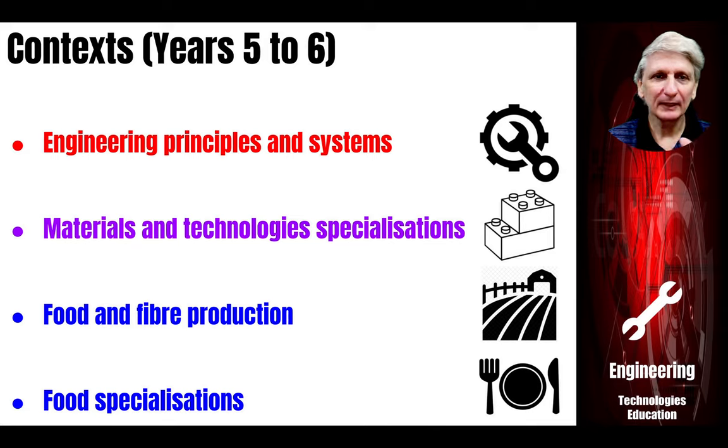And slightly similar in years 5 and 6, we split engineering principles and systems from materials and technology specializations. We have those as two separate contexts, and we retain food and fiber production with food specialization. The reality is it doesn't matter that much. We just have a few more content descriptors that need to be addressed. And then in high school, they split food and fiber production and food specializations into two separate areas again. But they're the four main contextual frameworks around which we explore technologies education.